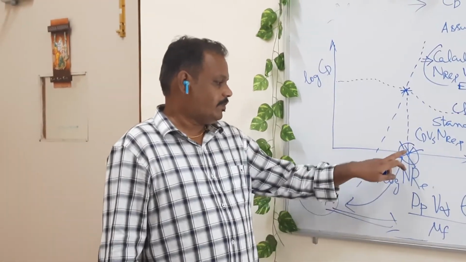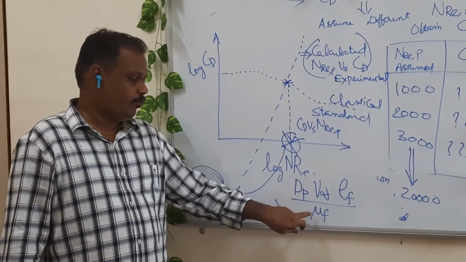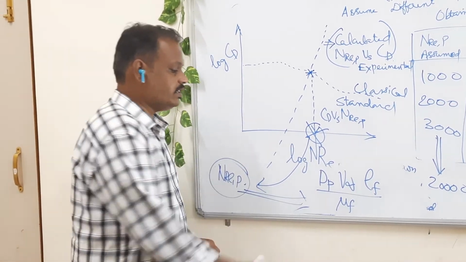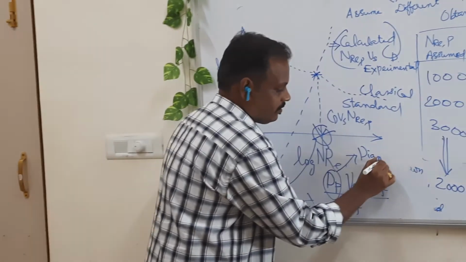So from the plot we know NRE. V infinity is from the experiment, mu F is from the experiment, and rho F is given. The only unknown is dP, which is the diameter of the lead bead.